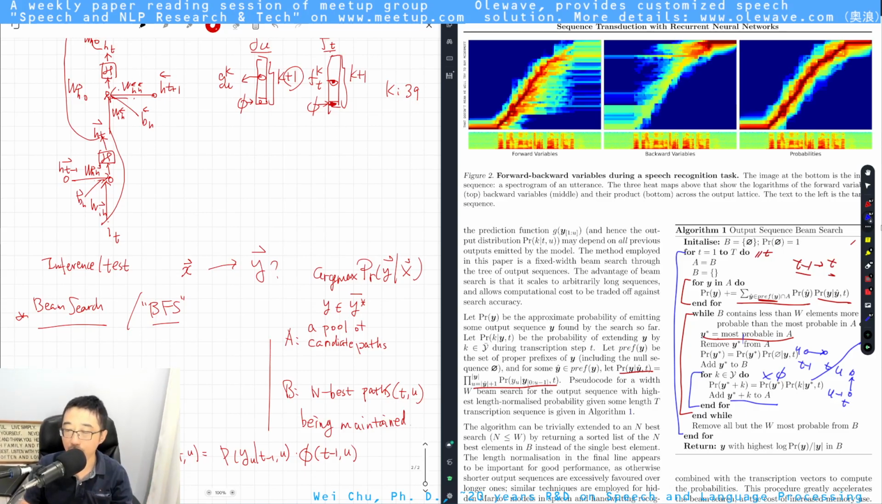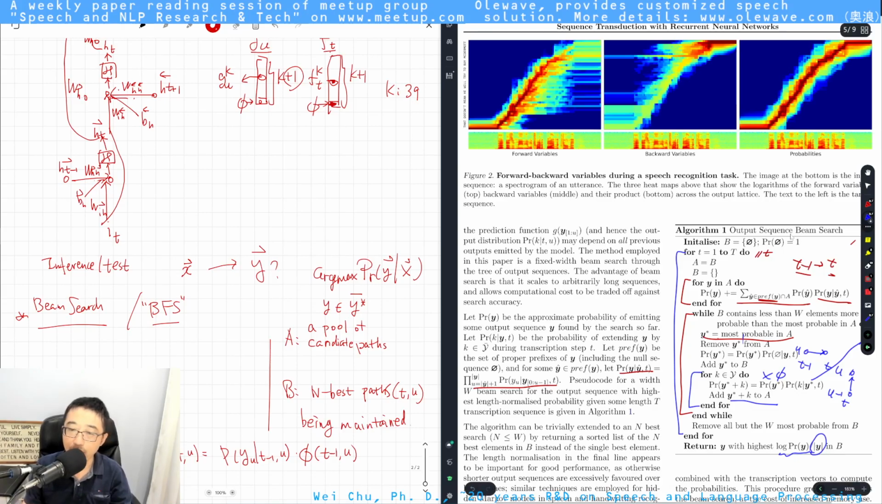So I would stop. And then eventually, I think this might be necessary: you fix the size of the set B to be W, or n-best. And then eventually, this is important. Eventually, you can see Dr. Graves normalizes the probability with the length of the Y.